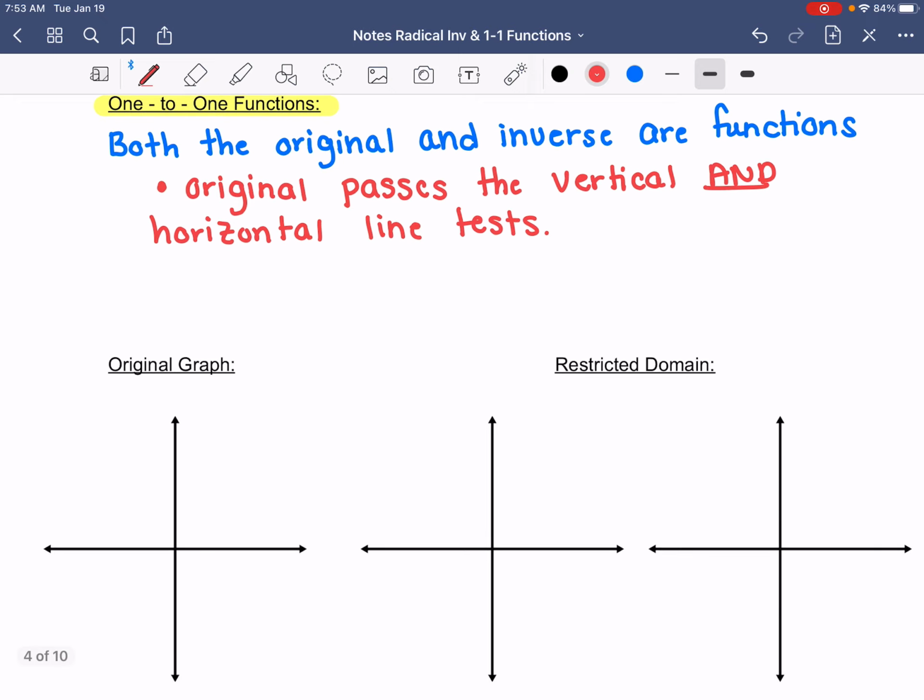So first you're going to start off by drawing an original graph. On your paper you're going to write original graph and then restricted domain, and then you're going to draw 3 little x and y axes. Let's go ahead and draw that real quick. You can pause.